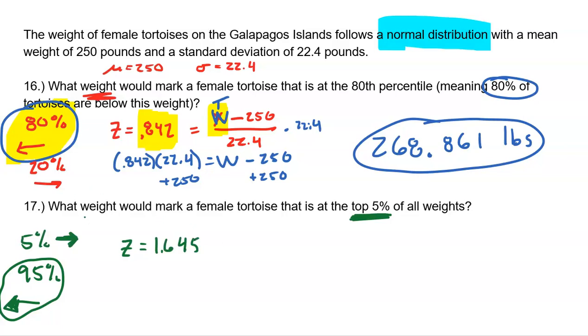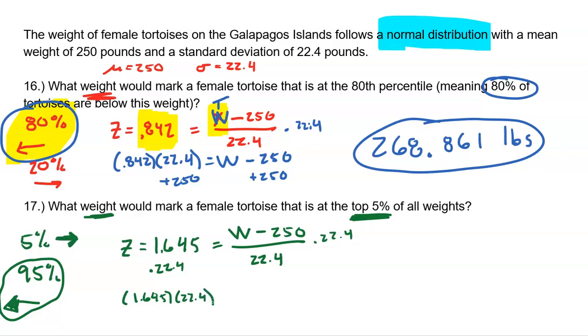But again, that's a z-score. I didn't ask the z-score, I asked to find the weight. Oh, whoa, wait a minute, that's what a z-score formula does. The weight minus the mean divided by the standard deviation will give me that z-score, but I know that z-score, so I can work backwards to solve. Multiply both sides by 22.4. So that's 1.645 times 22.4. I'm going to wait and do that math in 1 second. I like to do all the algebra first, then my math at the end. Then I'm going to add the 250 over.